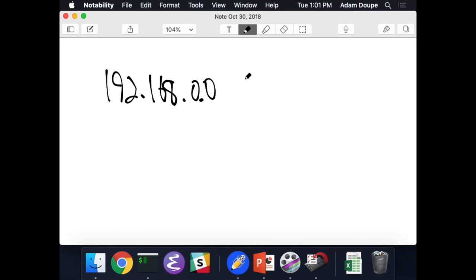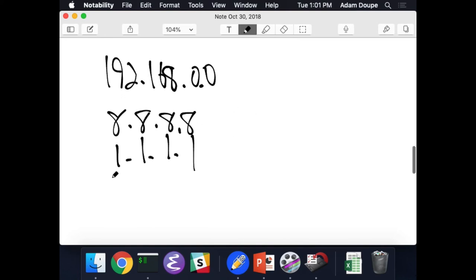192.168.0.0. What else? 8.8.8.8, Google's DNS service. 1.1.1.1, Cloudflare's one. 10.0.0.0. 169.254. I don't know. What else? Any other?